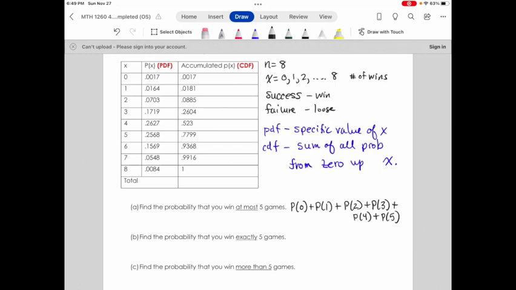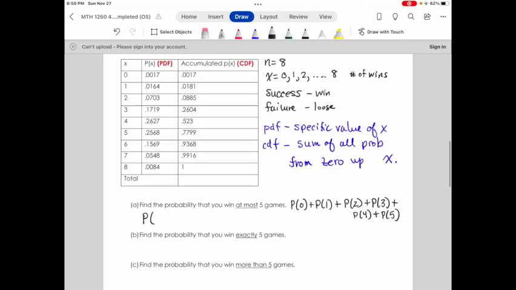Now, we can find those individual values from the PDF column and add them up, or we could do it all in one shot because I know the accumulated CDF column counts everything from 0 up to that value. So since I'm looking for the probability that x is less than or equal to 5, I'm looking at the binomial CDF of 5 because I'm counting everything up to 5.